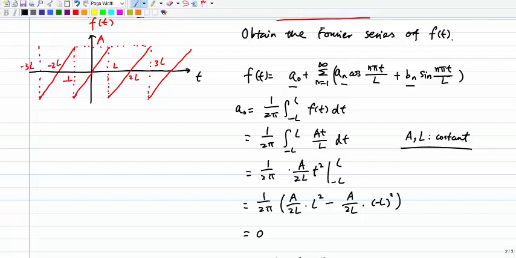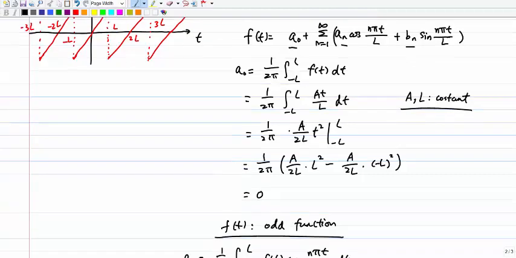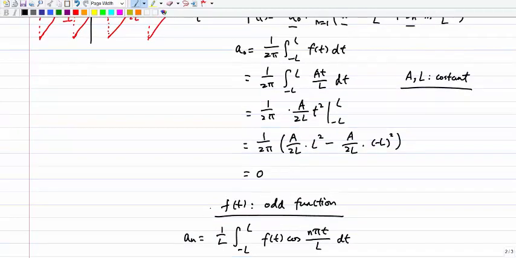If you do that one, it's 1 over 2 pi. This is A over 2L times L squared minus A over 2L times negative L squared, because they are the same, right? Negative L squared and L squared are the same, so the A0 will be just 0. Okay, this one I want to emphasize over here. Next lecture I'll talk about even odd function. So this one, the integration is 0 because this f(t) is an odd function. Okay, don't worry about it. What is an odd function right now? Okay, I'll talk about it in the next video.